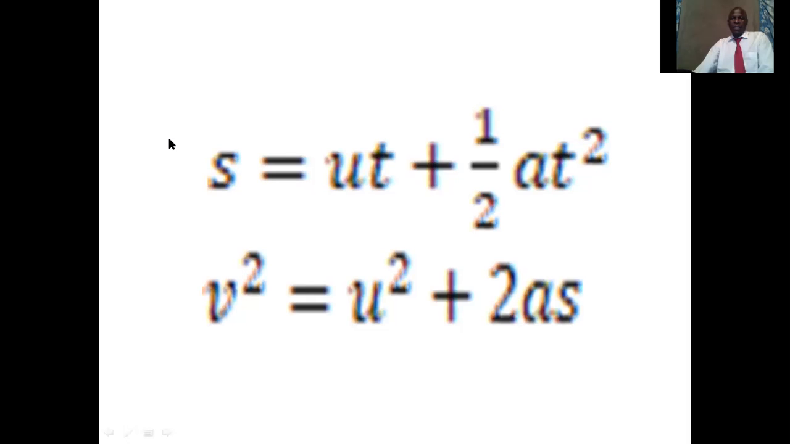The equation for displacement or distance is that displacement is equal to initial velocity times time plus half times acceleration, which is a, times time squared. Then we have the other equation: final velocity squared is equal to initial velocity squared plus 2 times acceleration times the distance or the displacement.